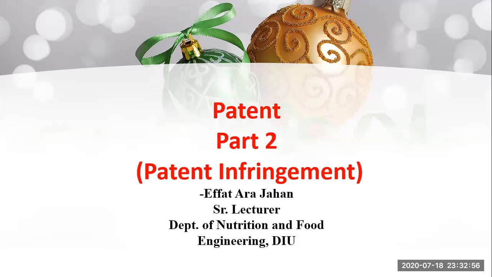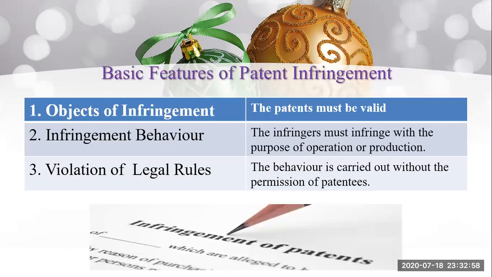Second is the types, or features, of patent infringement. Whenever we say that it is an infringement of a patent, there are mainly three basic features. First of all, the object of infringement. That is, the patent must be valid. The second one is infringement behavior. The infringers must infringe with the purpose of operation or production.